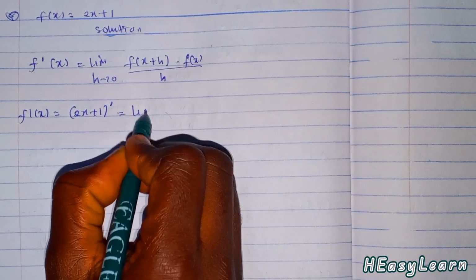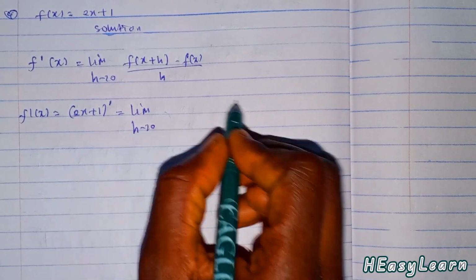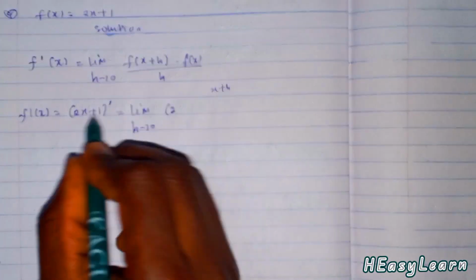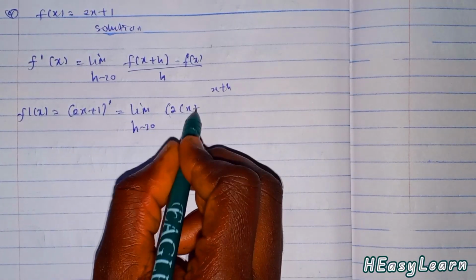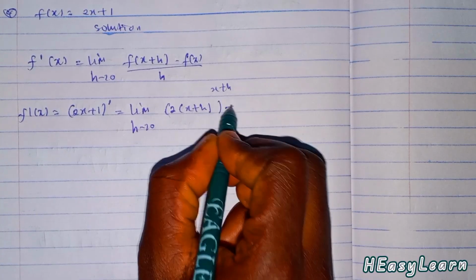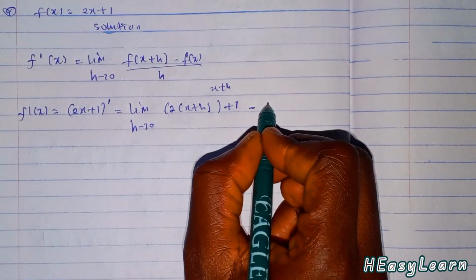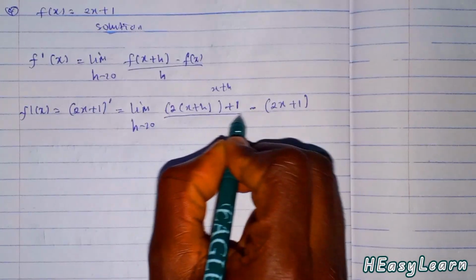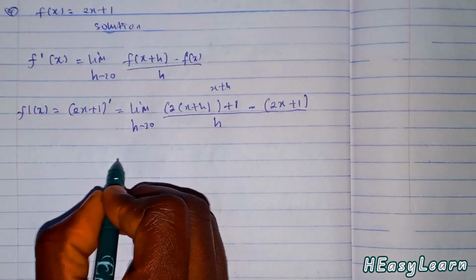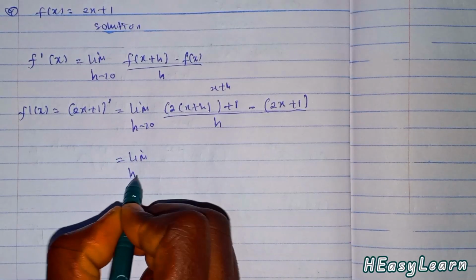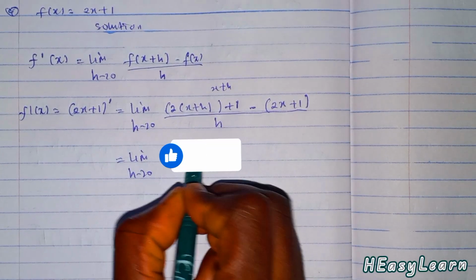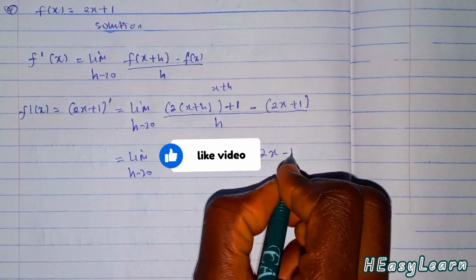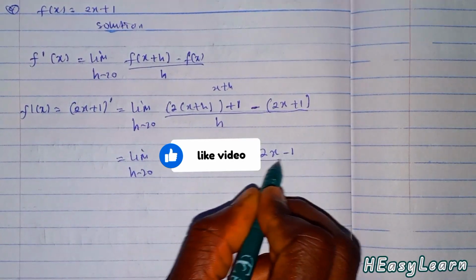This is the same thing as the limit h approach 0 of, anywhere there is x, plug in x plus h. 2 times x plus h plus 1 minus the original function. The original function is 2x plus 1, over h. This is the same thing as the limit h approach 0, 2x plus 2h plus 1 minus 2x minus 1 over h.